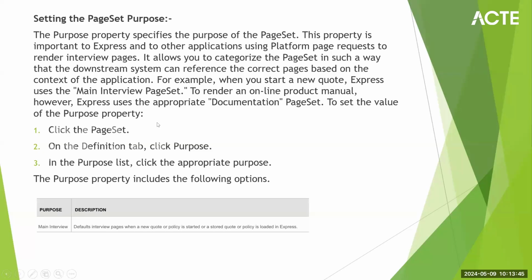So how do you set the value of the purpose? Click on the page set. On the definition tab, click purpose. In the purpose list, click the appropriate purpose. The purpose property includes the following options. What are the purposes? Main interview.